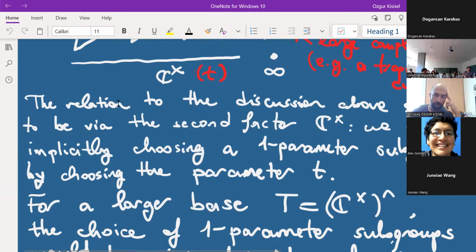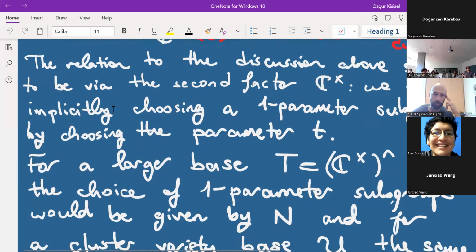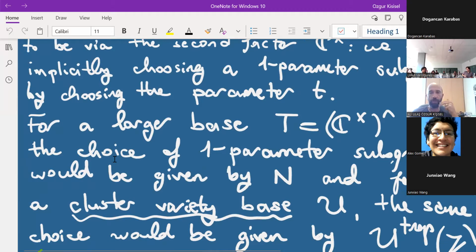If you take a larger base torus, C star to the power n, then the choice of one-parameter subgroups would be given by n, essentially, which is U trop of T. And I guess you could attempt to do this for a cluster variety base instead of a torus. You could try to glue these bases together, and that's, I think, what that would give you.